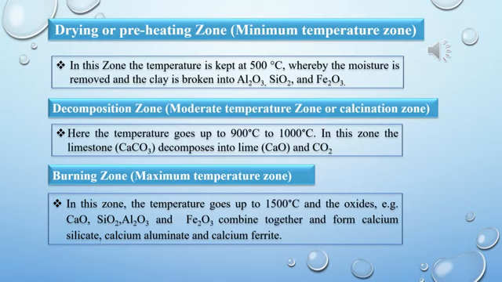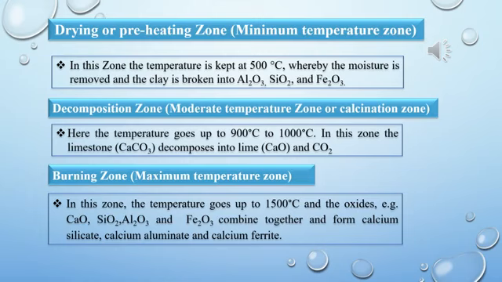Students, after the drying or preheating zone, there is the moderate temperature zone, which is also known as the calcination zone or decomposition zone. Here, the temperature goes up to 900 to 1000 degrees centigrade. Here, the limestone is decomposed into calcium oxide and carbon dioxide.